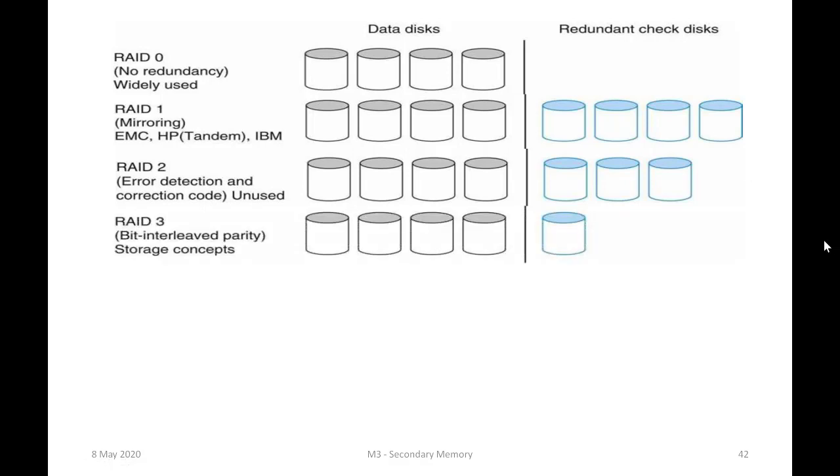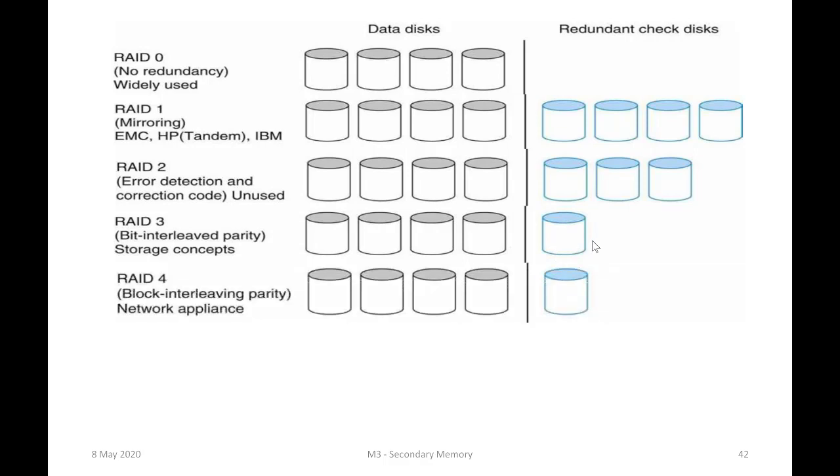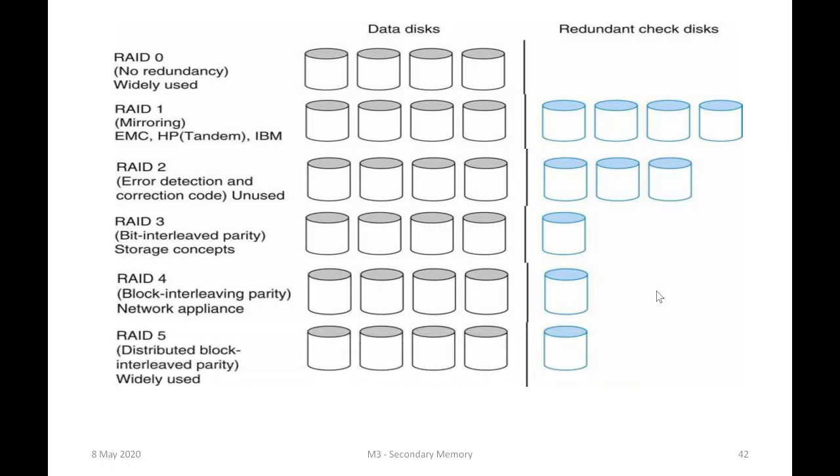RAID 3 is bit interleaved with parity check, and to store the parity bits we need an extra disk. RAID 4 is an extension of RAID 3 with block level interleaving along with parity. RAID 5 is RAID 4 with slight change where the parity is not stored in a single place or the single disk, it is spread across all the 5 disks.